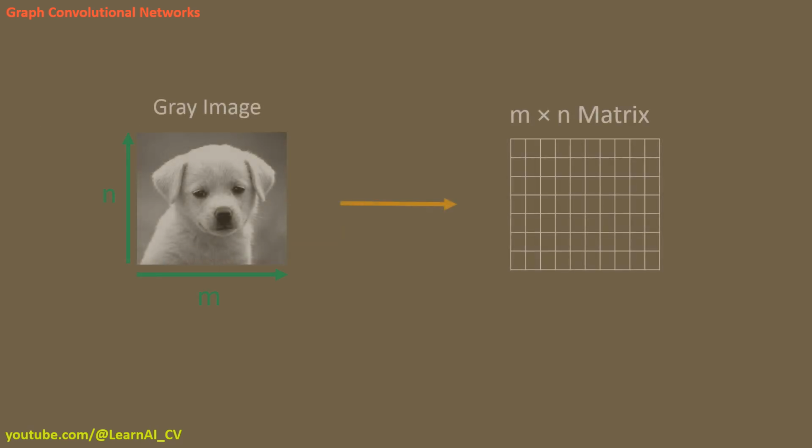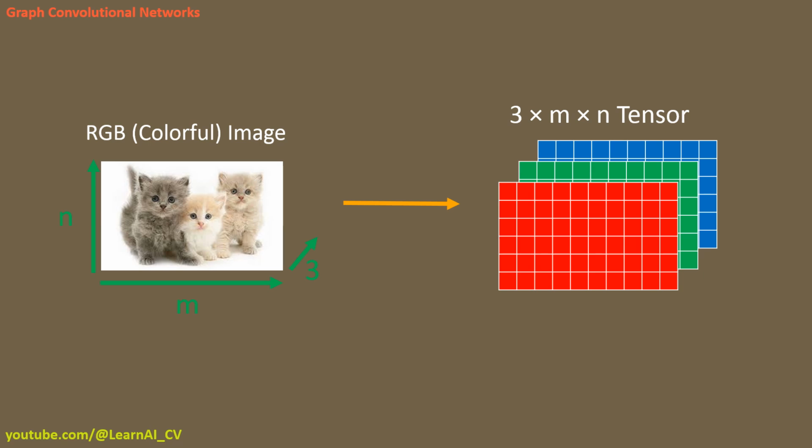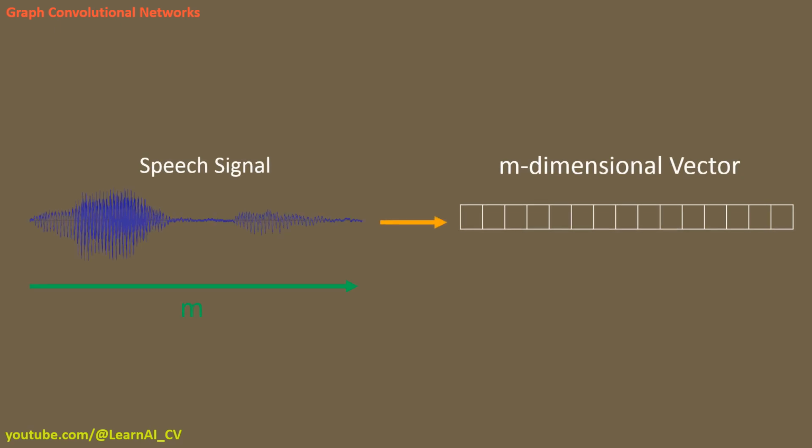A gray image is Euclidean data. It is represented as a two-dimensional matrix. A colorful image is Euclidean data. It is represented as a three-dimensional tensor. And speech is Euclidean data. It is represented as a one-dimensional vector.